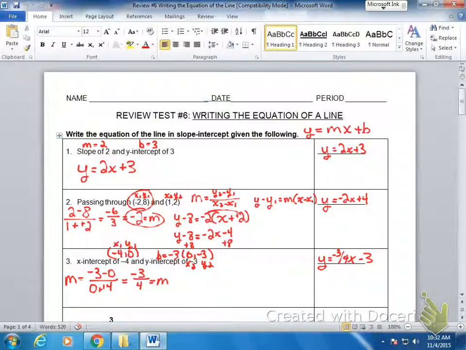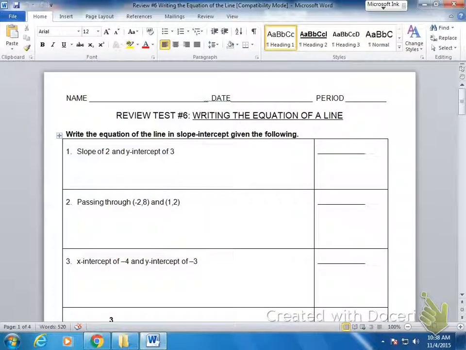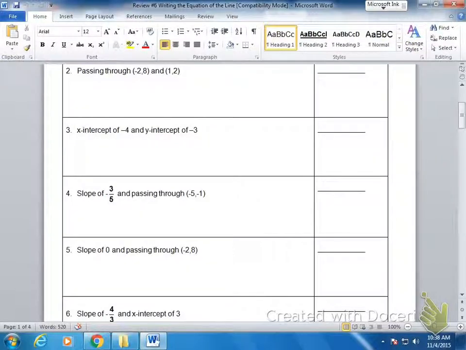So the next few are similar to what we've already done, like number 4. All you've got to do, they give us a slope, they give us an x1, y1, so we can plug that into our point slope form again, y minus y1 equals m times x minus x1. So similar thing, shouldn't be too big of a problem.